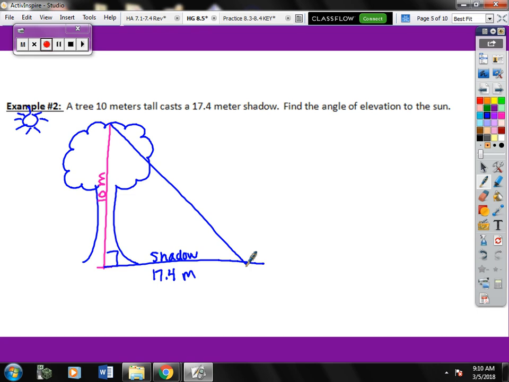So they want us to find out the angle of elevation to the sun. So remember, angle of elevation is going up from a horizontal. So we're going to go from the horizontal up to the line of sight, which would be the sunlight line. And we'll put a variable there, x degrees. Now we just go back to what we learned last week, which is SOHCAHTOA.